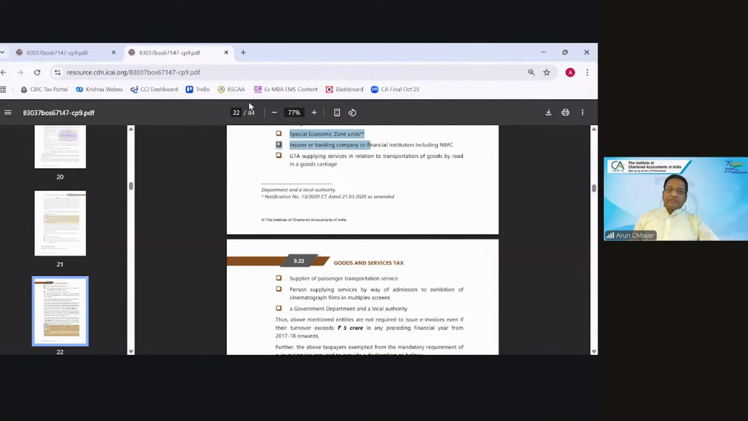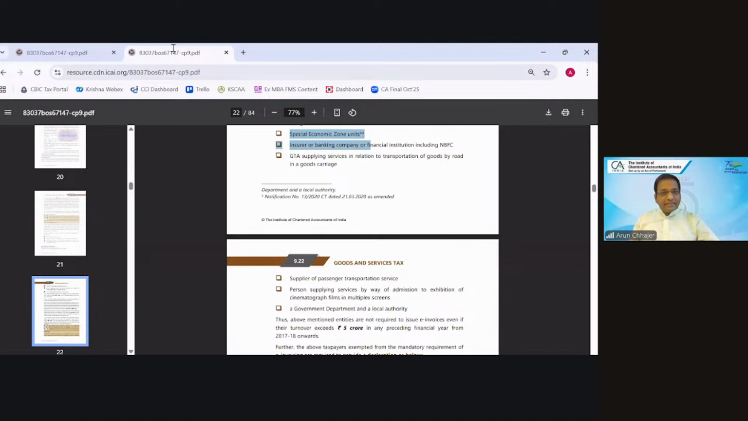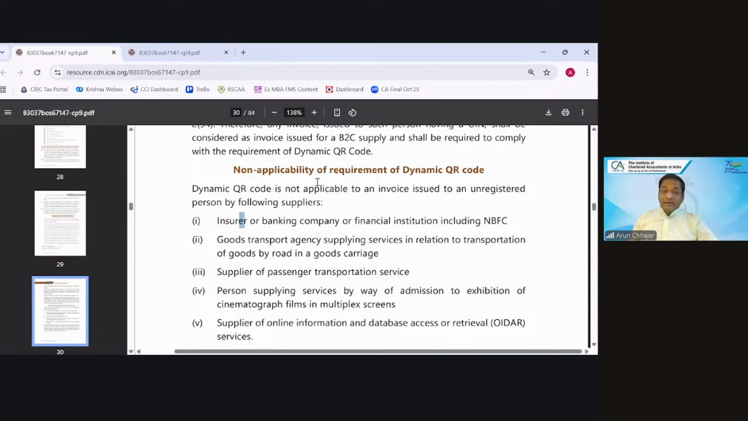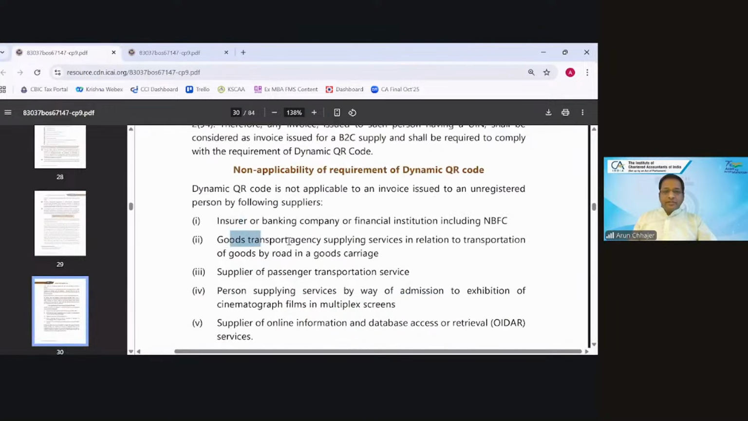Whether SEZ units are covered in this? No, it means invoicing would be exempted for supplies made by the SEZ unit, but whether dynamic QR code is exempted for SEZ unit? No. Then insurance, bank, GTA, passenger, exhibition.